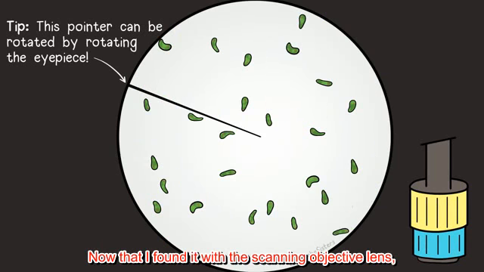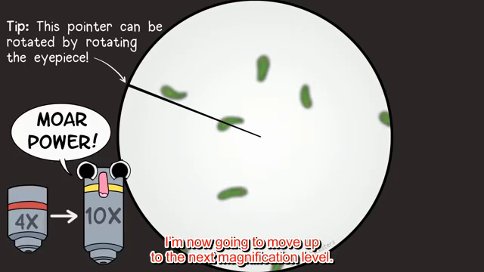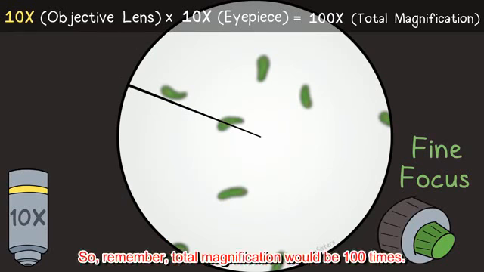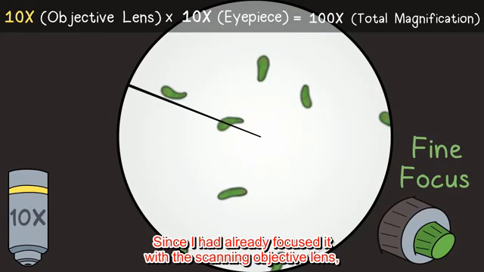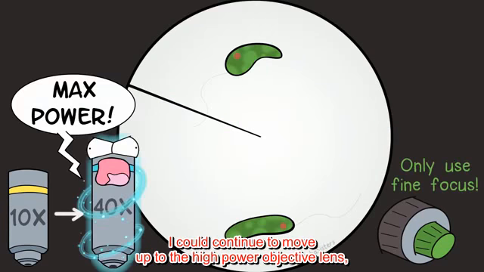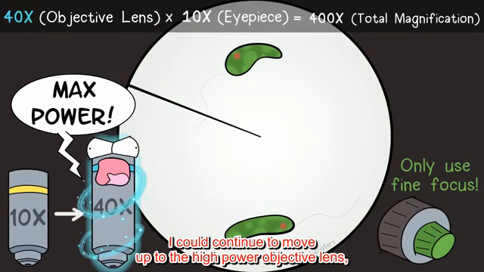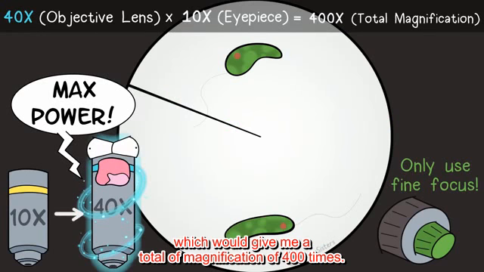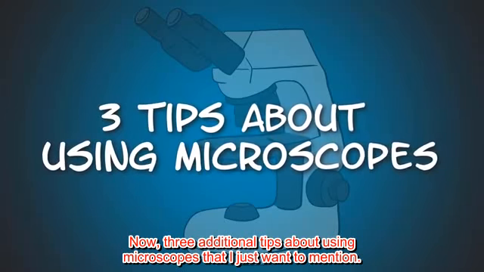Now that I found it with the scanning objective lens, I'm now going to move up to the next magnification level. So remember, total magnification would be 100 times. Since I'd already focused it with the scanning objective lens, it's likely I only need to use the fine focus knob to adjust the focus. I could continue to move up to the high power objective lens, which would give me a total magnification of 400 times.